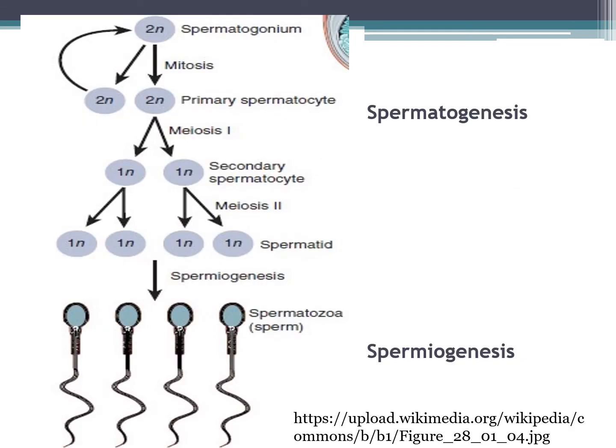So notice how in the formation of sperm cells, there are two different processes. The first one is called spermatogenesis, and the other is spermiogenesis. So a couple of things you should keep in mind: the spermatogonium, in the process of mitosis, form something called a primary spermatocyte.